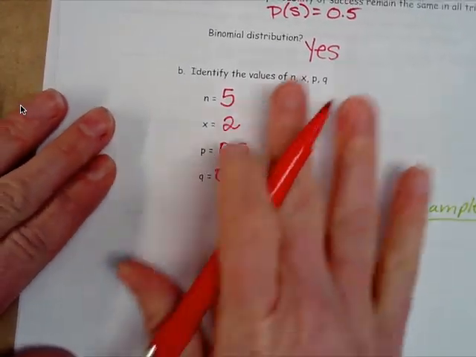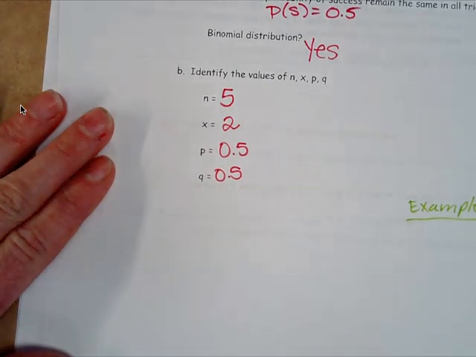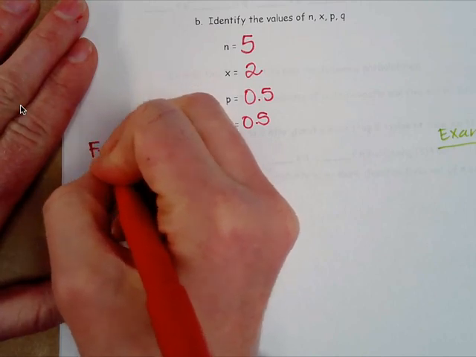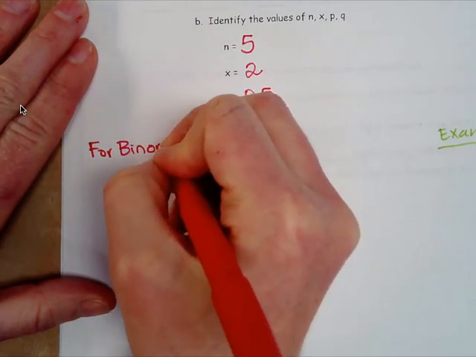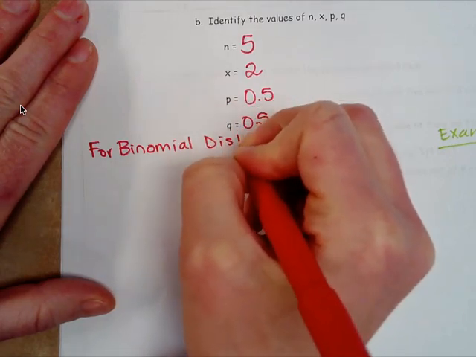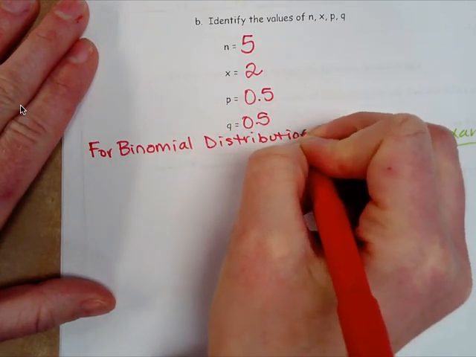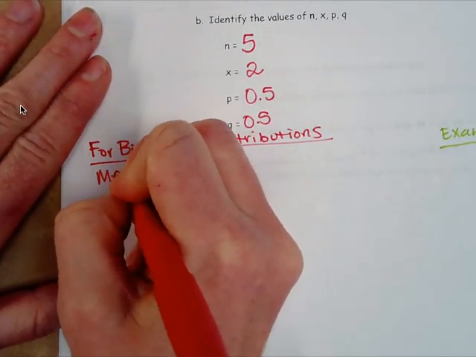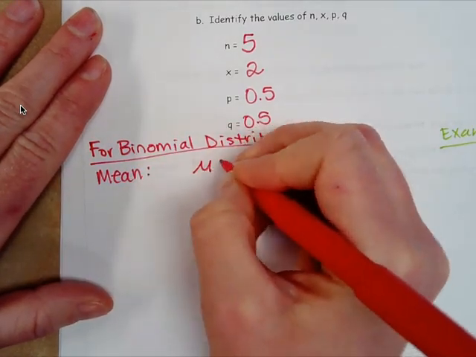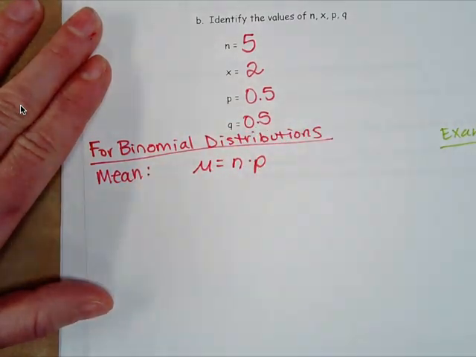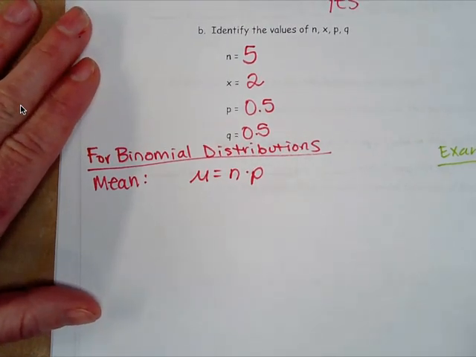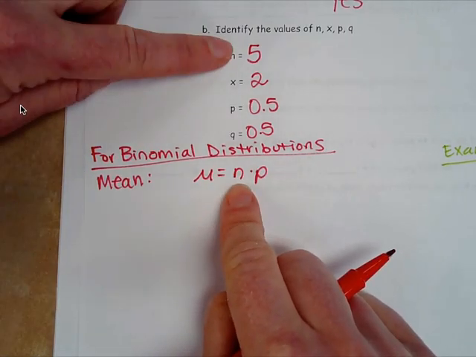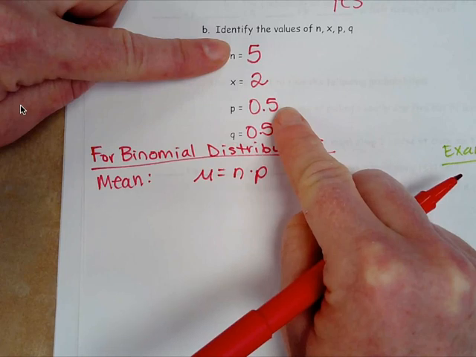What we are going to do with these values is we can actually find mean, variance, and standard deviation. So let's write the formulas for that. For binomial distribution, we can find the mean, which is mu. It's found by doing n times p. The mean number of births on this one would be 5 times 0.5. So it'd be 2.5.